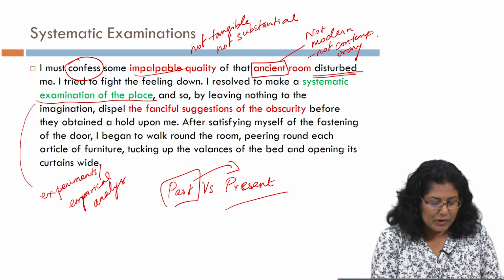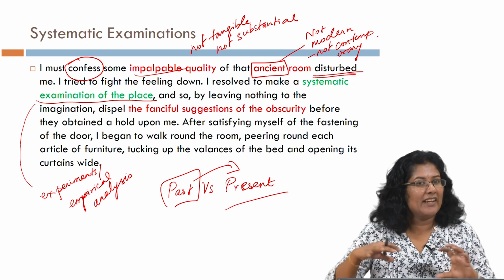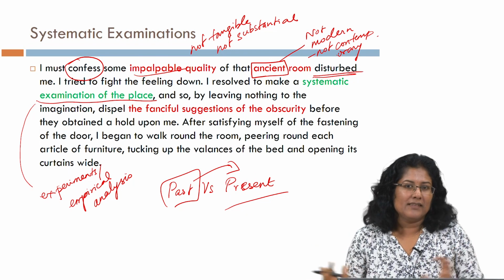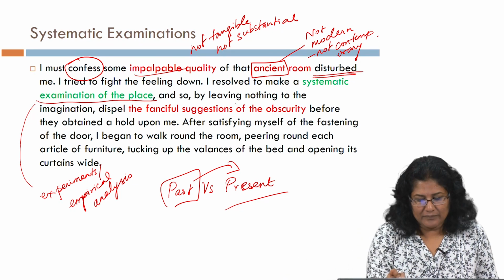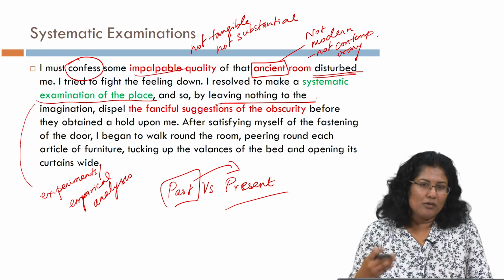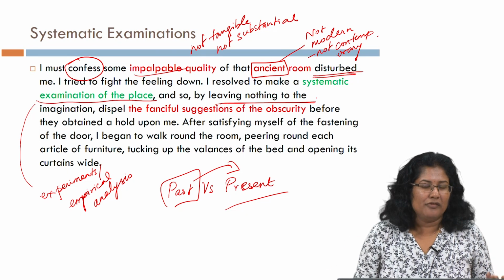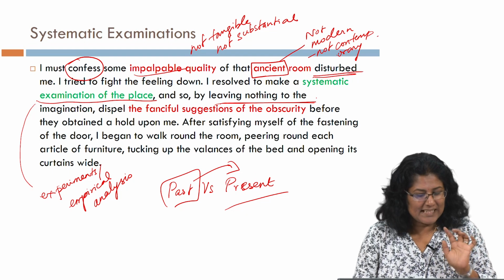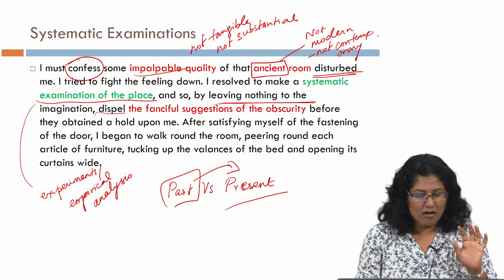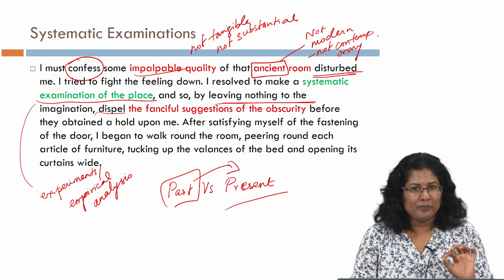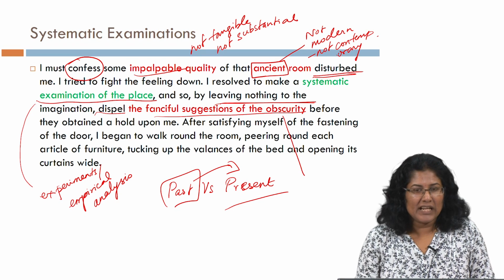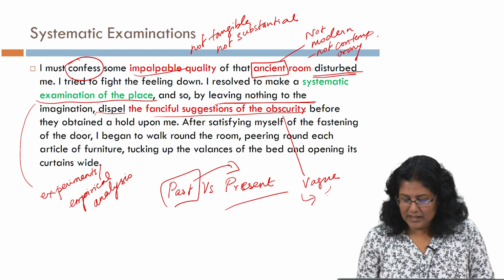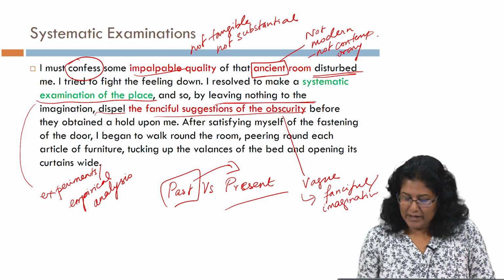So what he tries to do, as a scientific young man, or a young man with a scientific bent of mind, is to make a systematic examination. So what do you do when you do a systematic examination? You collect all the data and leave nothing to the imagination. So he follows the principles of science, of experiments, of analysis. He tries to get rid of the fanciful suggestions of the obscurity. It's a very interesting turn of phrase. Obscurity is something that is not very clear, something that is vague, which will result in fanciful suggestions or imaginative suggestions.